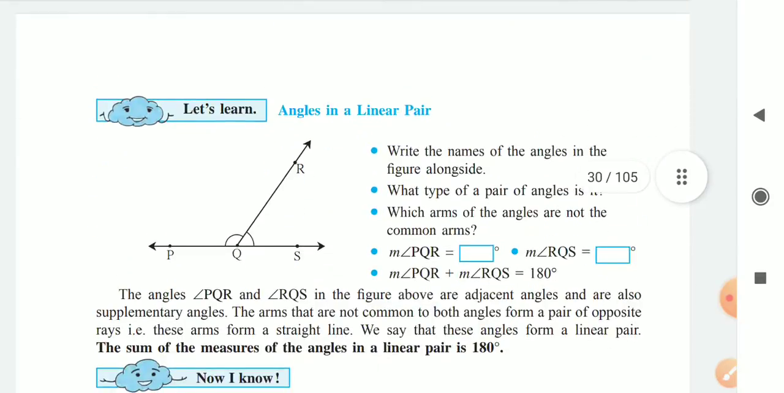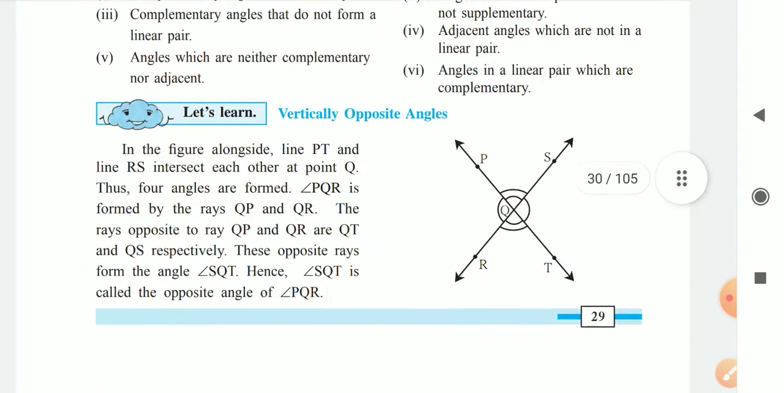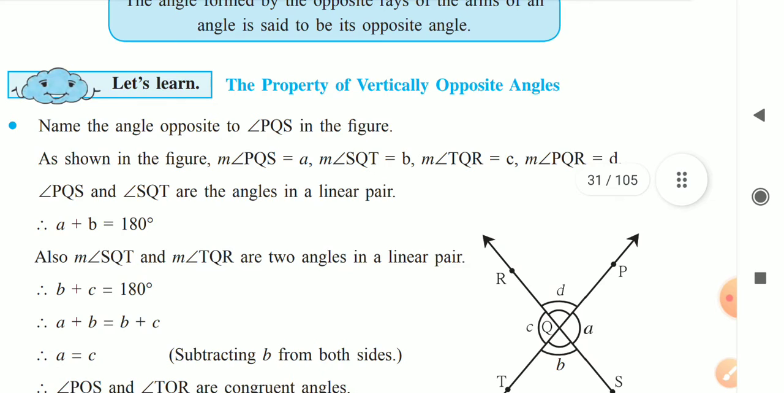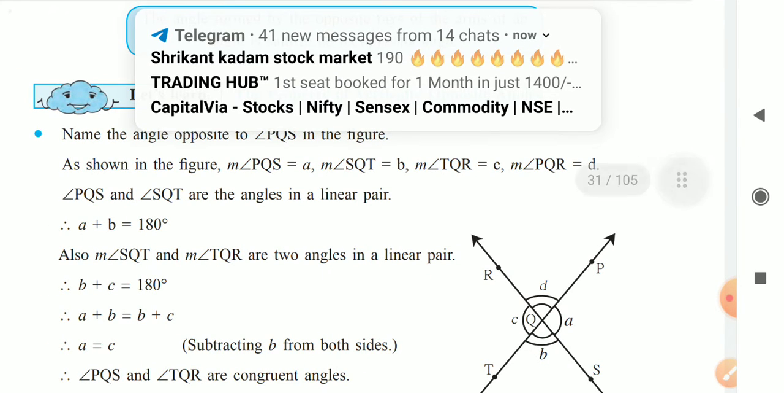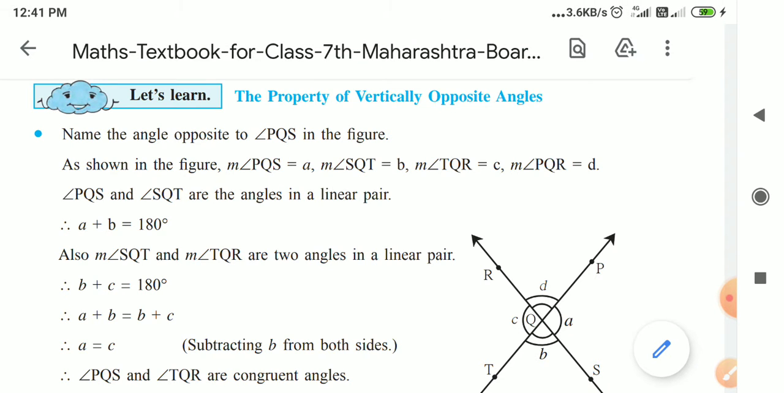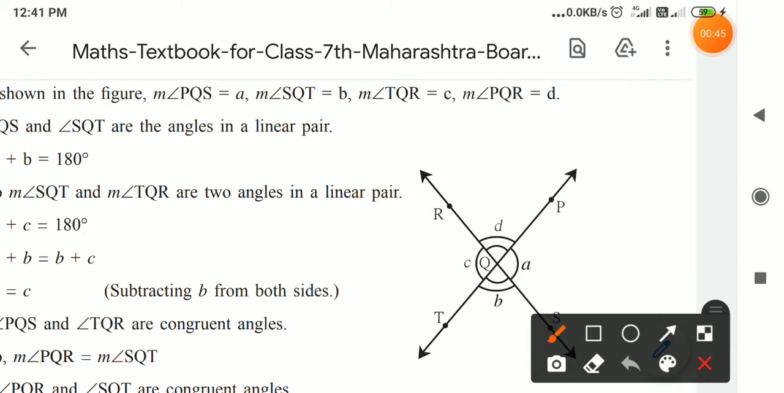Yesterday we saw linear pairs of angles, and we also studied the opposite angles property. Using this, we are going to study the property of vertically opposite angles now. First, name the angle opposite to PQS. Yesterday we saw this. So the opposite angle of PQS is RQT.